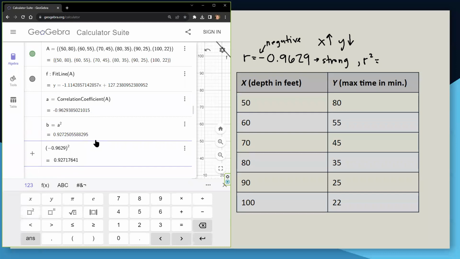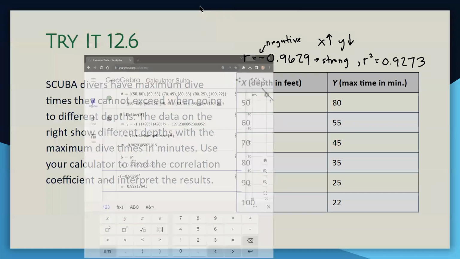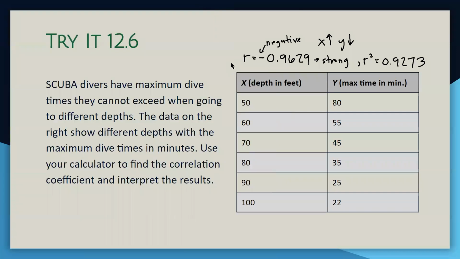So it's not horrible if you forget to do this, but it is generally better to record the value as exact as possible. So I would write down this unrounded value squared, which is 0.9273. Okay, so my hope is that doesn't feel too scary. Let's clear that.